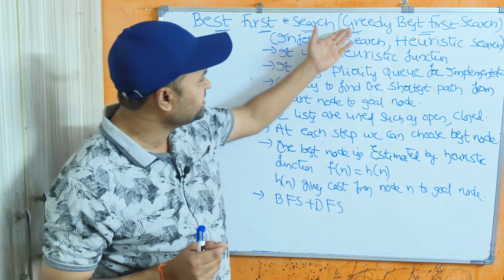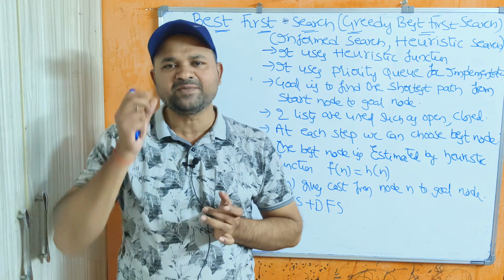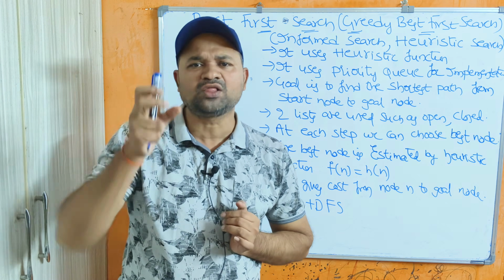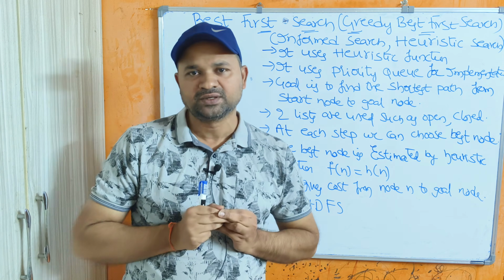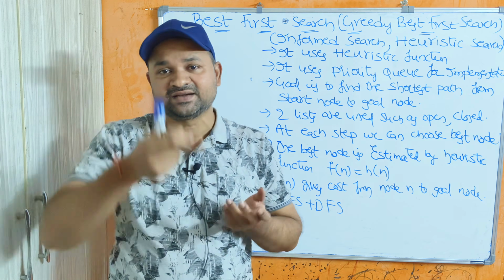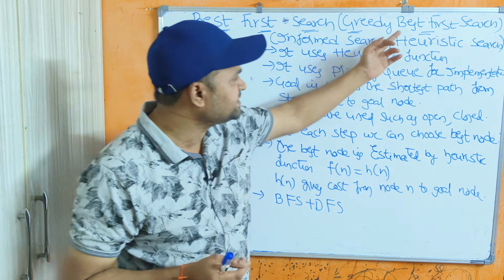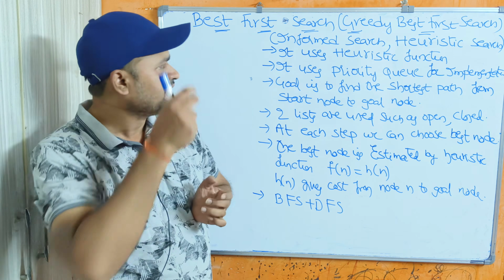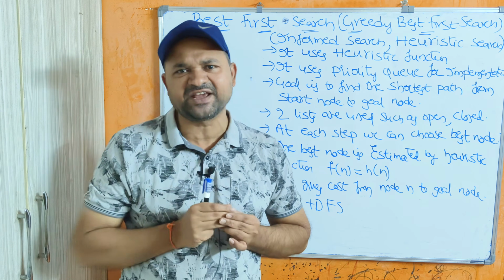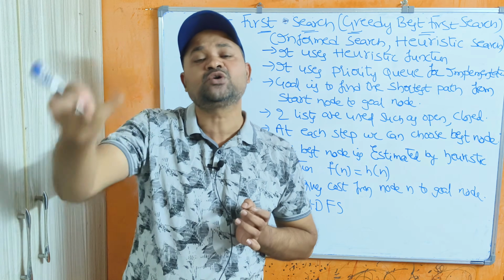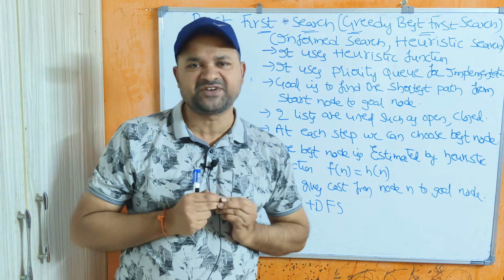Best first search can also be called greedy best first search. Why? Because out of all the available nodes, the best node will be explored. The best node will be selected to explore next. So that's why this is called greedy best first search. In this algorithm, we always search for a node which is nearer to the goal node.